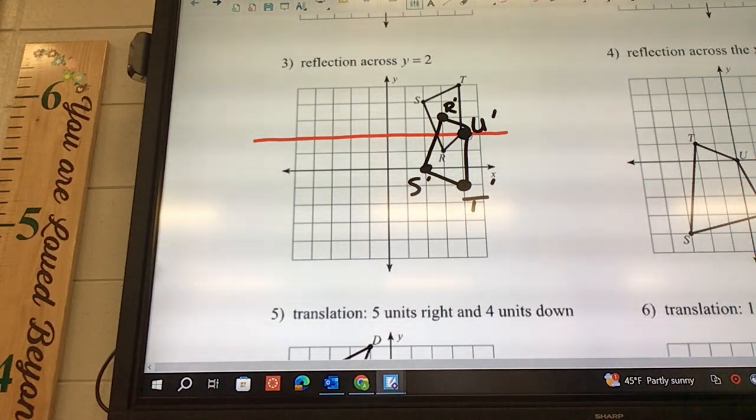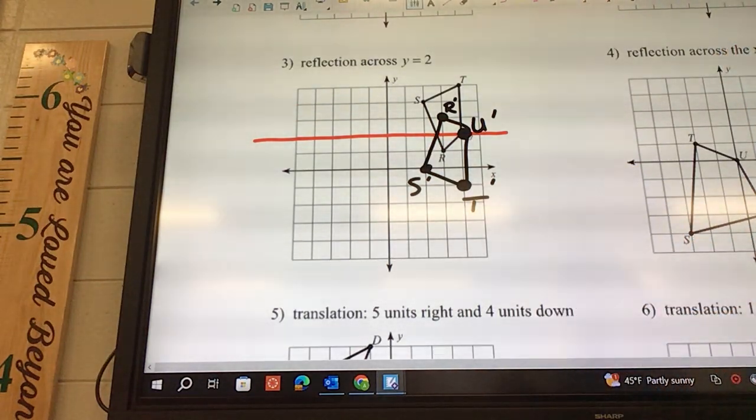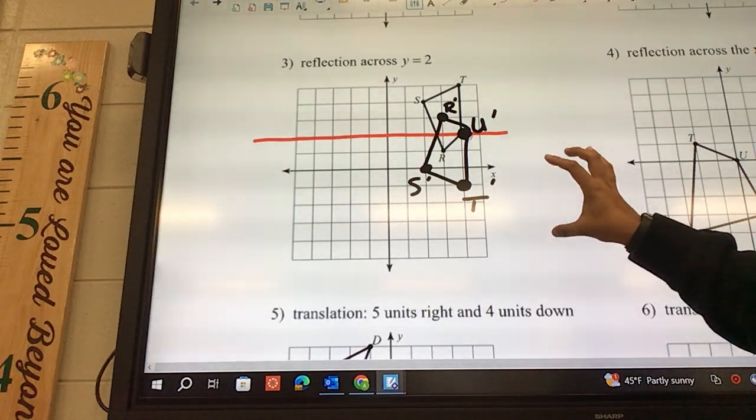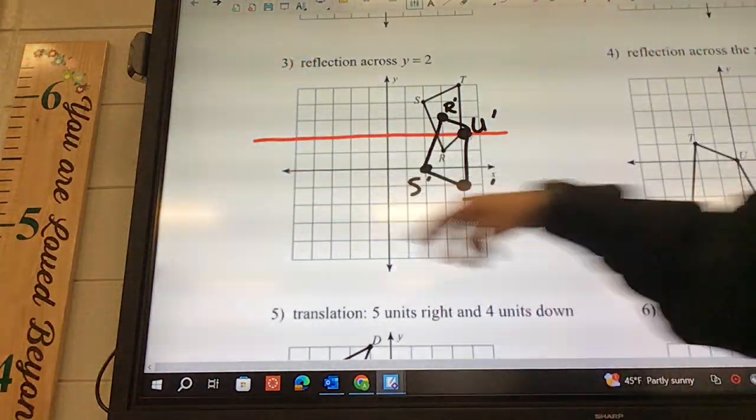Okay, so the first 4 are all reflections, okay? So essentially the shape is getting flipped. Number 5 starts translations, where the shape is going to look exactly the same. We just took it from this part of the paper and shifted it over or up or down, okay?